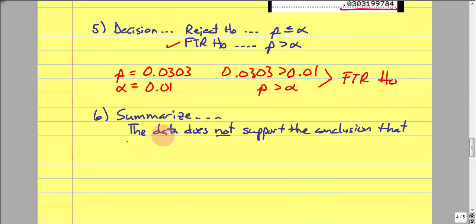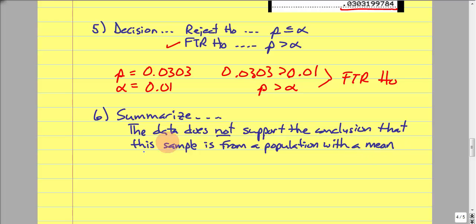So the data does not support the conclusion that this sample is from a population with a mean different from 2.5 grams. So basically what that's saying is this supports that it comes from a population whose mean is 2.5 grams. But our summary always has to be in terms of HA.